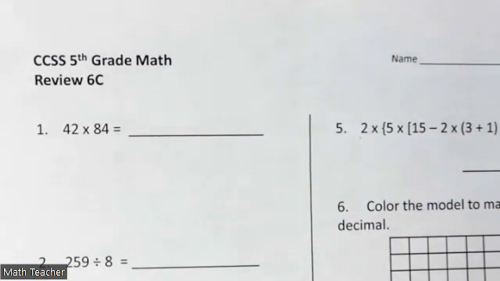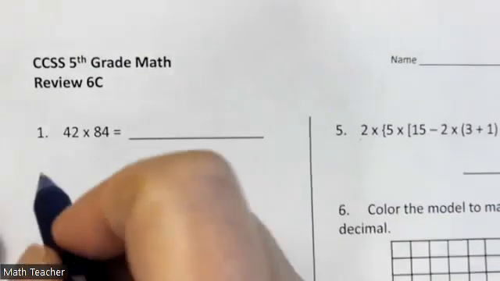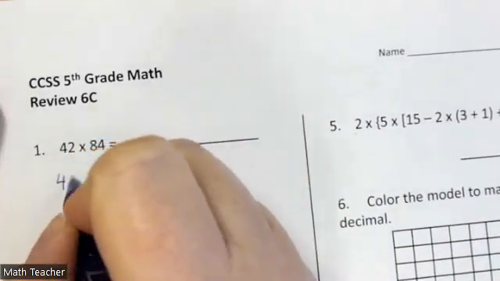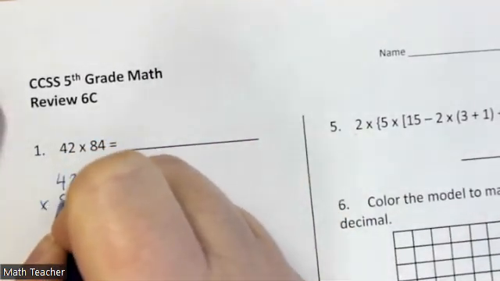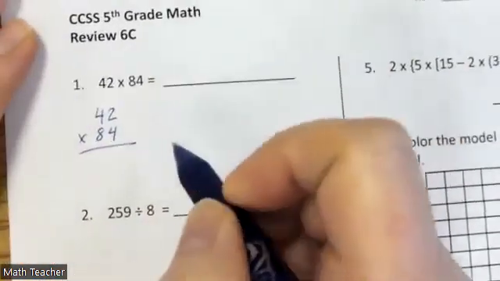Today we are working on Common Core 5th grade math review, 6C. Number 1, we have 42 times 84. So we'll set that up vertically, 42 times 84.